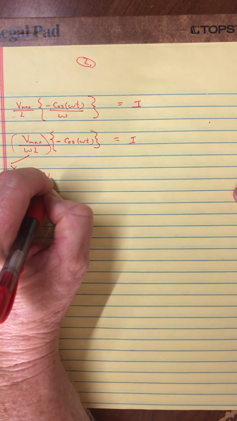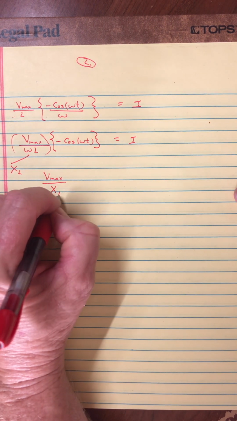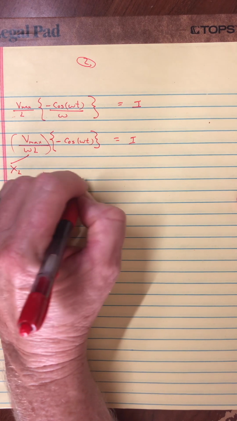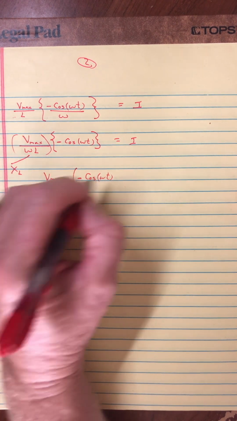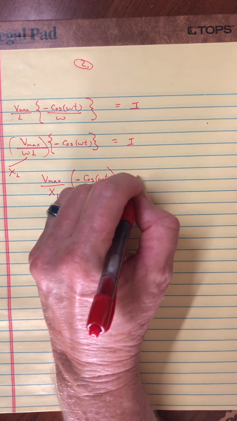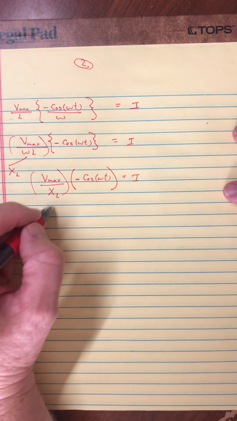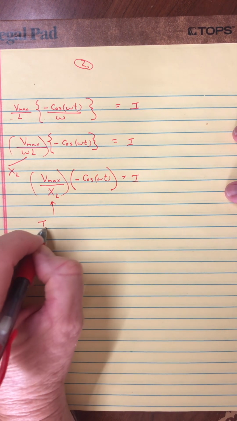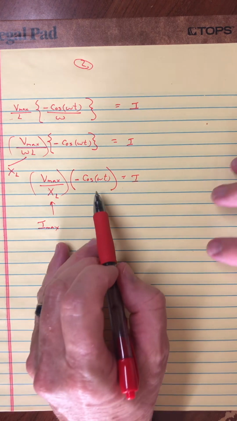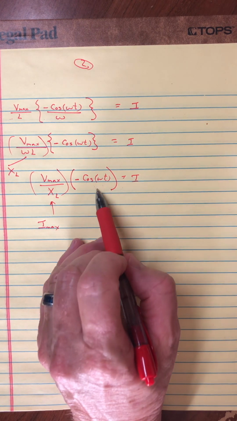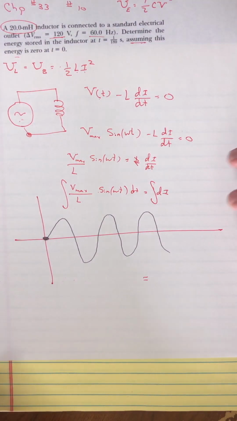And so we're saying here that if you take the maximum voltage and you divide it by the reactance, then you multiply by this trig function, you're going to get the current. And so this right here becomes then the maximum current. Okay. And of course, this oscillation being a negative cosine function, well, let me come over to here.